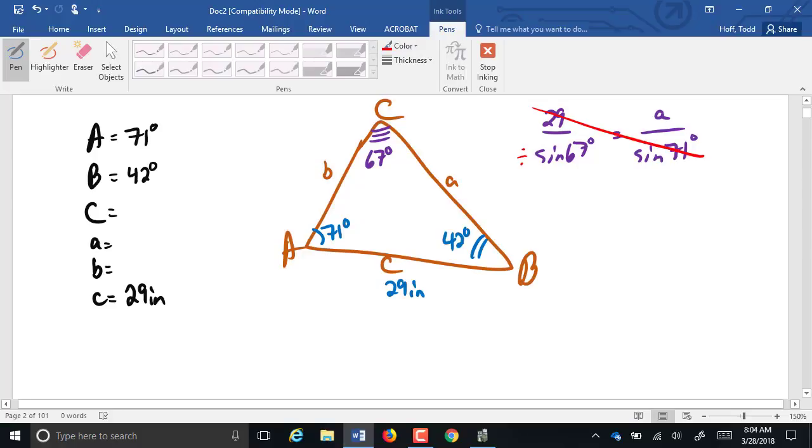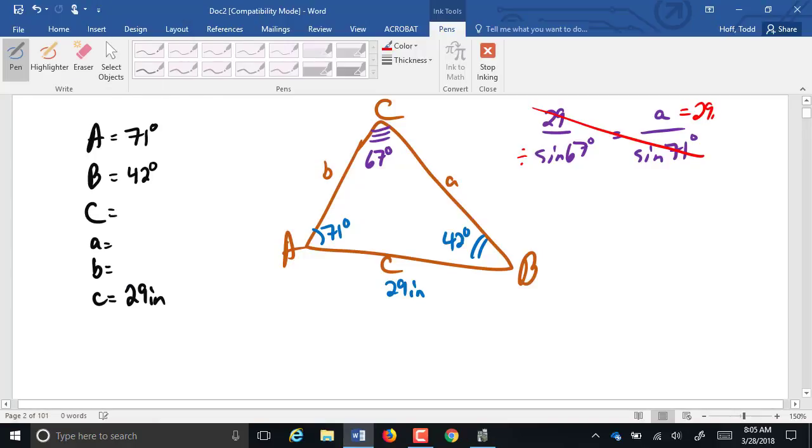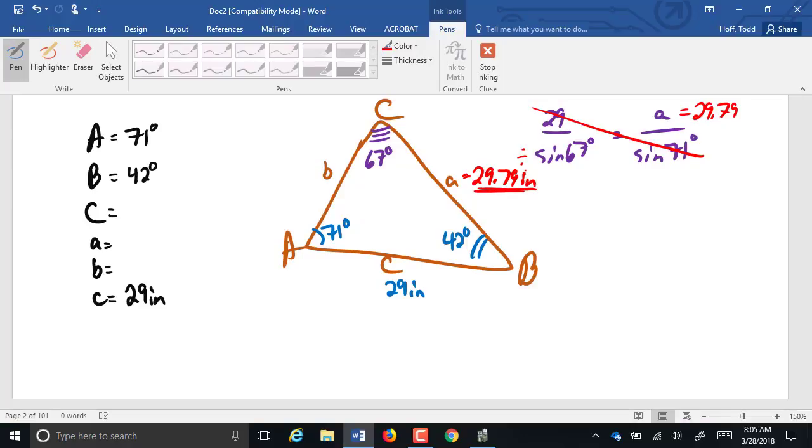So 29 times the sine of 71, divided by the sine of 67. Do I expect this number to be bigger or smaller than 29? Got to be bigger because the 71 is a bigger angle. And it is, 29.79. So this here, 29.79 inches. So then we'll do the same for side B.